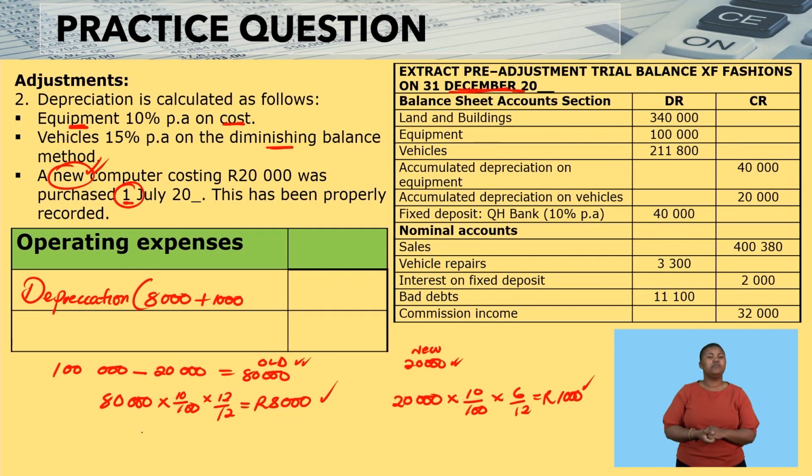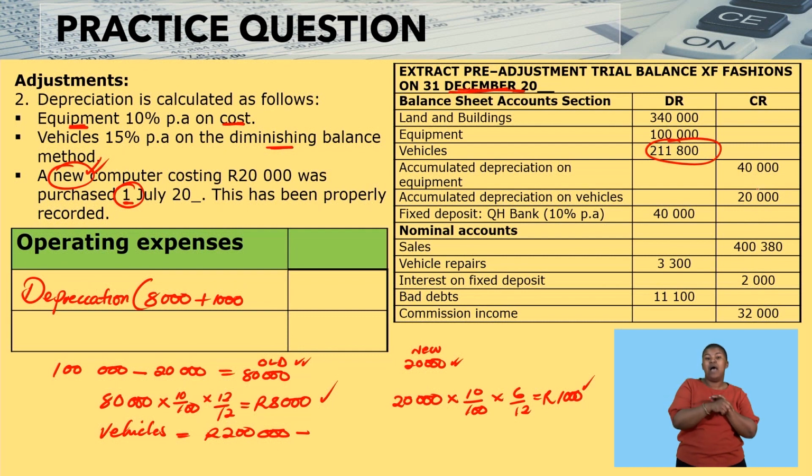Vehicles. And it says vehicles is at 15% on the diminishing balance method. Remember, we have already corrected our vehicles amount. It is no longer 211,800 because they had debited with repairs. So we are now left with only 200,000 on our vehicles. Then we take our 200,000. We are using the diminishing balance method. Therefore, I must subtract accumulated depreciation on my vehicles.